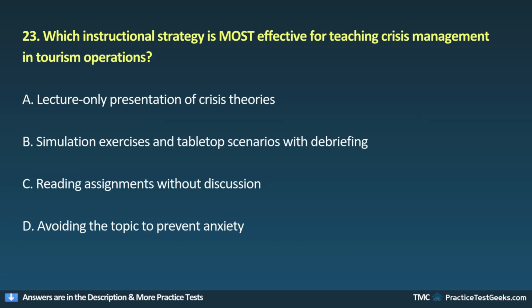23. Which instructional strategy is most effective for teaching crisis management in tourism operations? A, lecture-only presentation of crisis theories. B, simulation exercises and tabletop scenarios with debriefing. C, reading assignments without discussion. D, avoiding the topic to prevent anxiety.